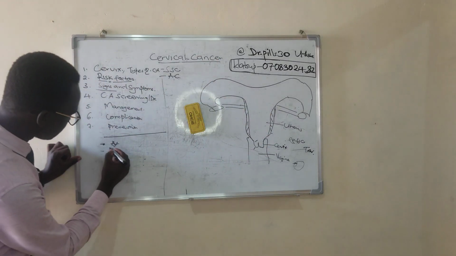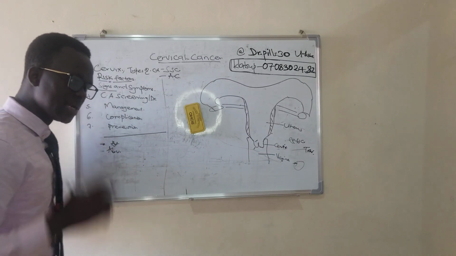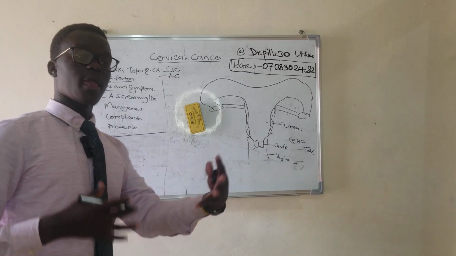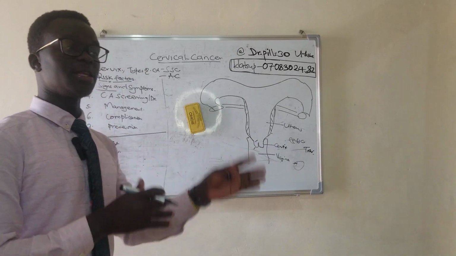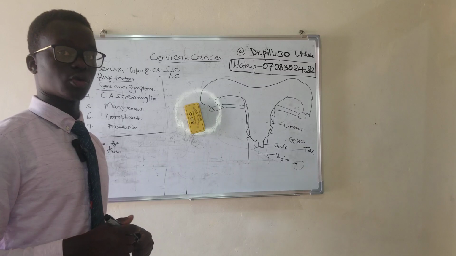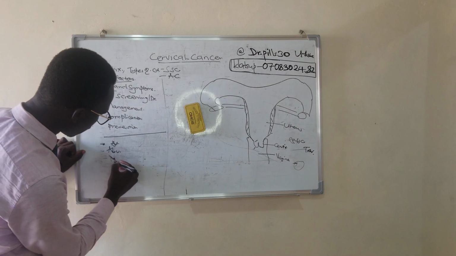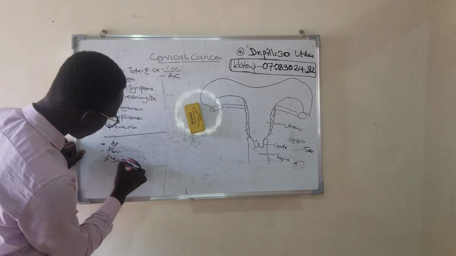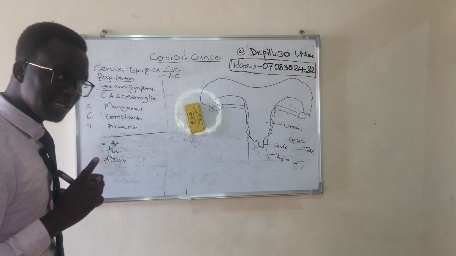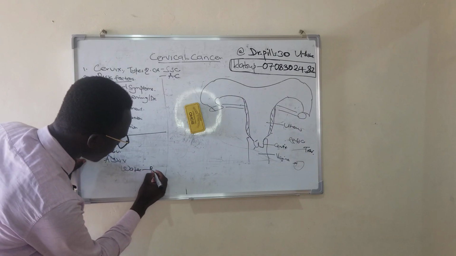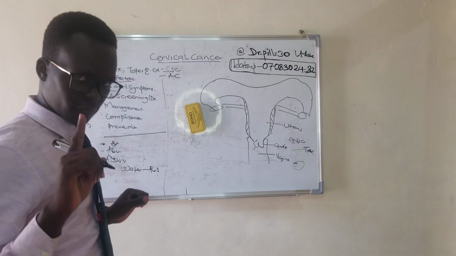Another point is abnormal vaginal bleeding. For example, you have spots, you may have bleeding in between your periods, you may also have heavy bleeding. You can also have what we call abnormal vaginal discharge. And this discharge may start being watery, then becomes reddish brown. You have to get concerned.